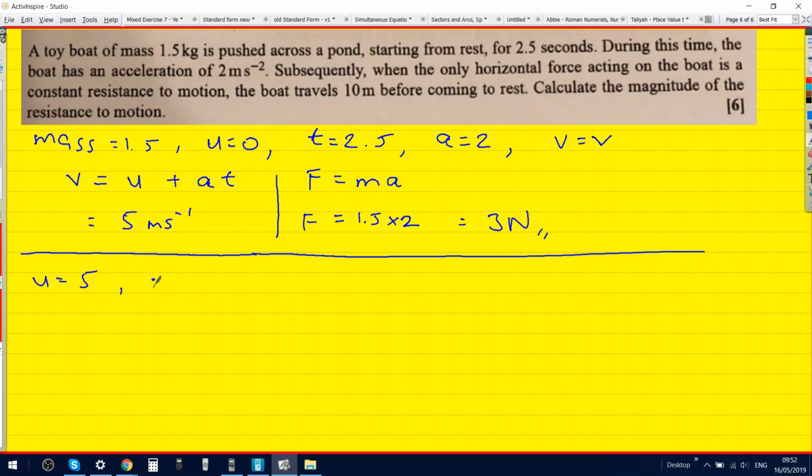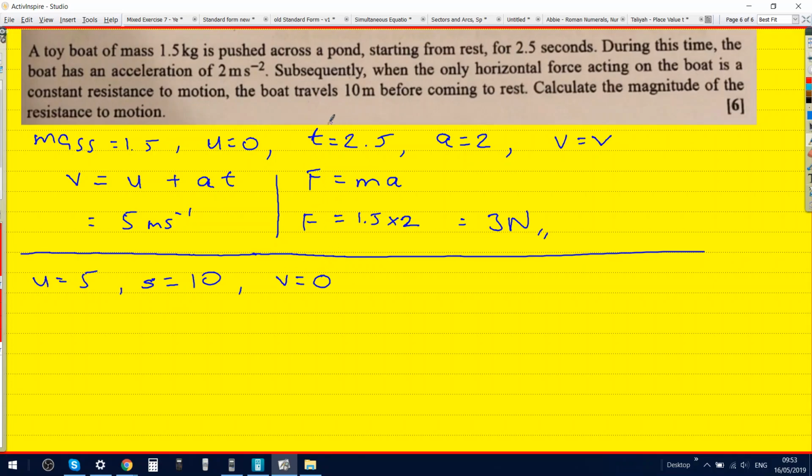It travels 10 meters before coming to rest. So we've got the displacement, 10 meters. And there is something else. If it comes to rest, what does that tell you? No acceleration? The final velocity is 0. That's it. Yeah, final velocity is 0.